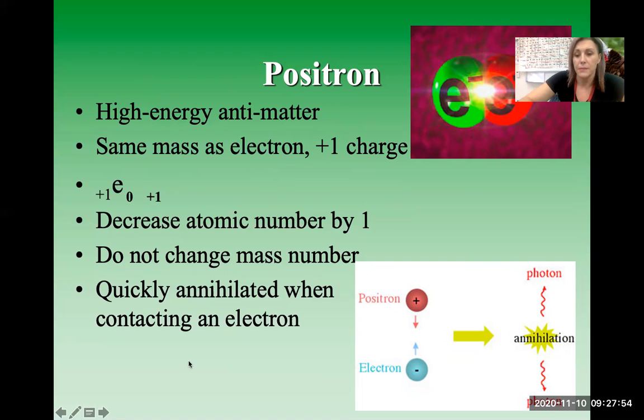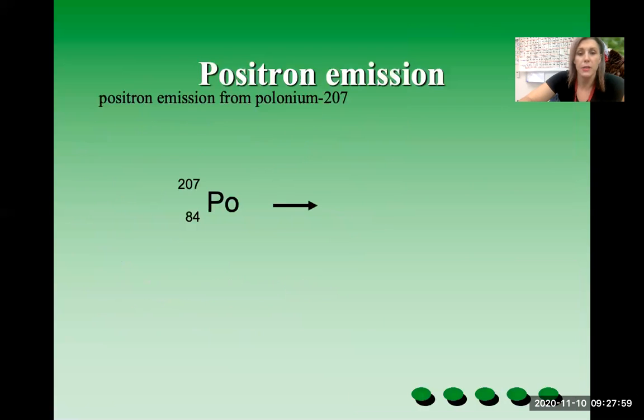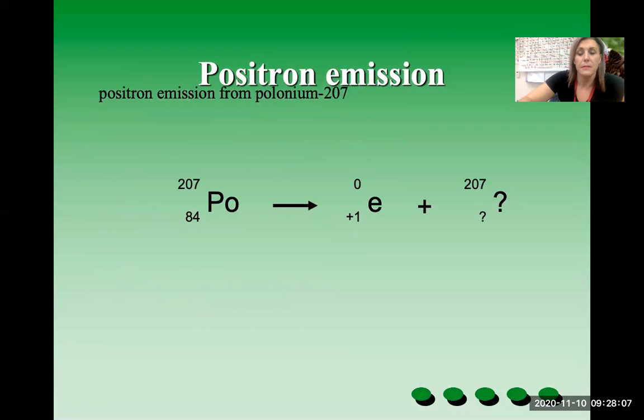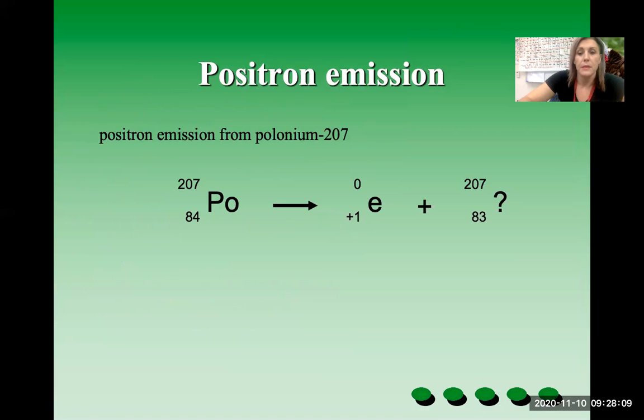So that's what a positron looks like. Here's positron emission from polonium. So again, it releases antimatter. The mass number stays the same. The atomic number decreases by 1 because 83 plus 1 is 84. 83 is bismuth, Bi.